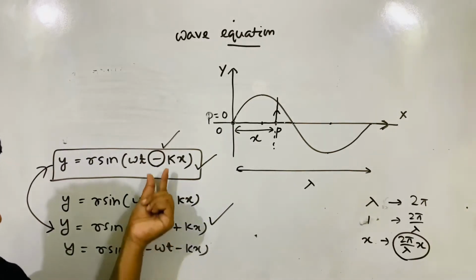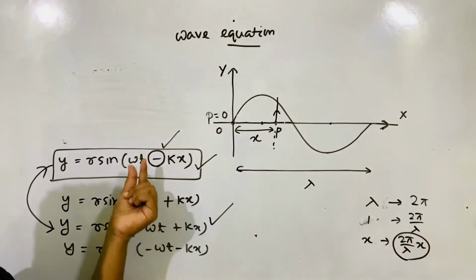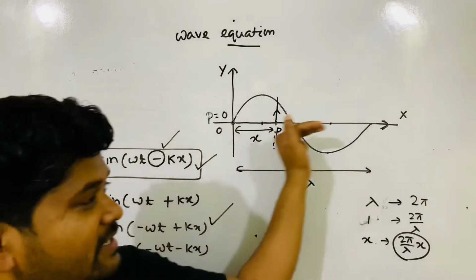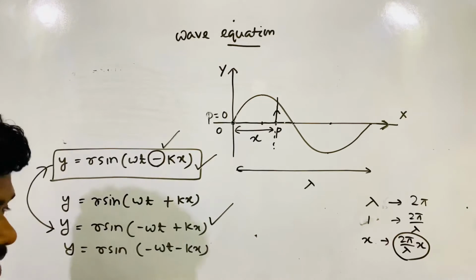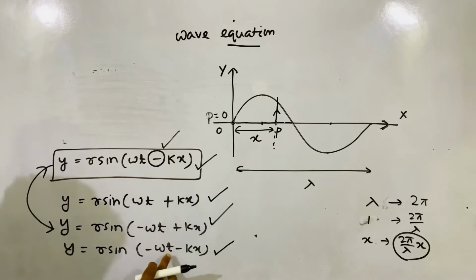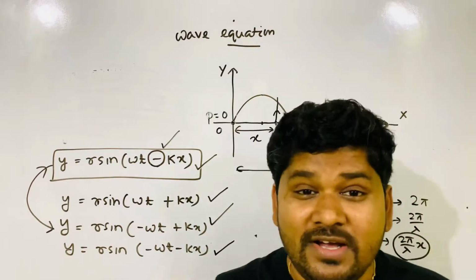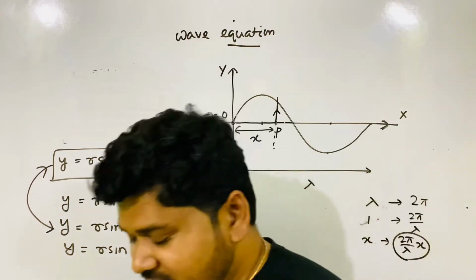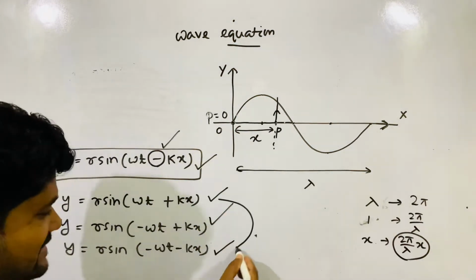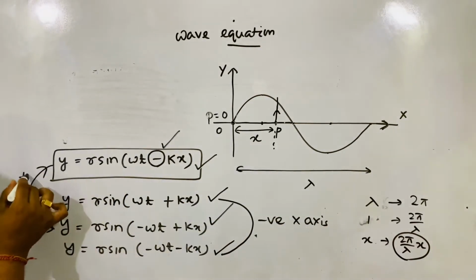Then plus or minus will be decided from the sign. As x is here, the wave is propagating along the x-axis. But whether positive x or negative x: if minus kx or minus omega t, then the wave is propagating along positive x-axis. But if both are plus or both are minus, then the wave propagates along negative x-axis. These two give negative x-axis and these two give positive x-axis.